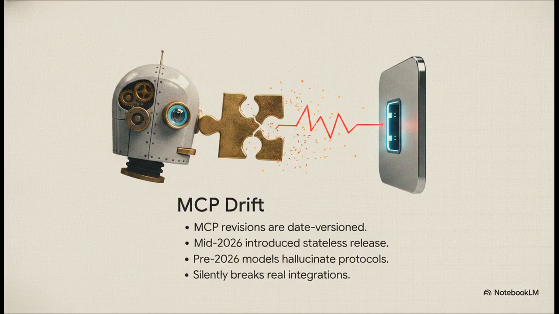Let's make this concrete and look at how this stale memory actually breaks things in the real world. Take the Model Context Protocol, or MCP. MCP revisions are date-versioned, and changes aren't always backward compatible. There were mid-2026 updates that introduced the stateless release candidate, dropping session headers, changing the handshake, the whole shebang. But if you use a pre-2026 model, it confidently spits out the old protocol. It hallucinates old transports, misses the new required headers, and then completely silently breaks your real integrations. And as we all know, that usually happens at 2 a.m. on a Friday, right? This is that exact post-cutoff drift that makes building reliable AI agents such a huge headache.